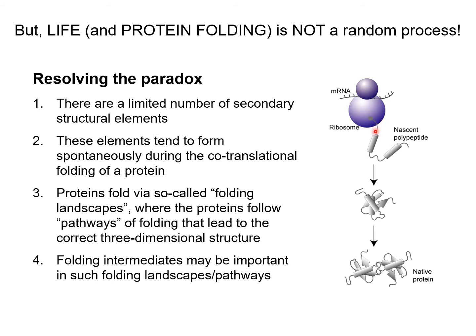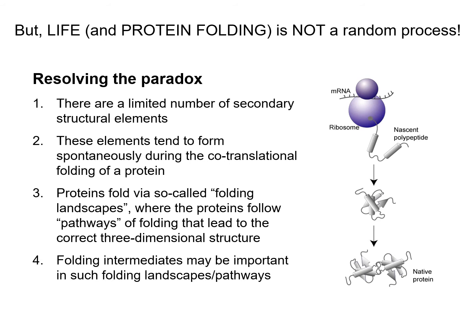So whenever there's a nascent polypeptide, or the little thread that is generated from the mRNA through translation by the ribosome, it'll start forming the secondary structure right away. So it'll save a lot of time too.